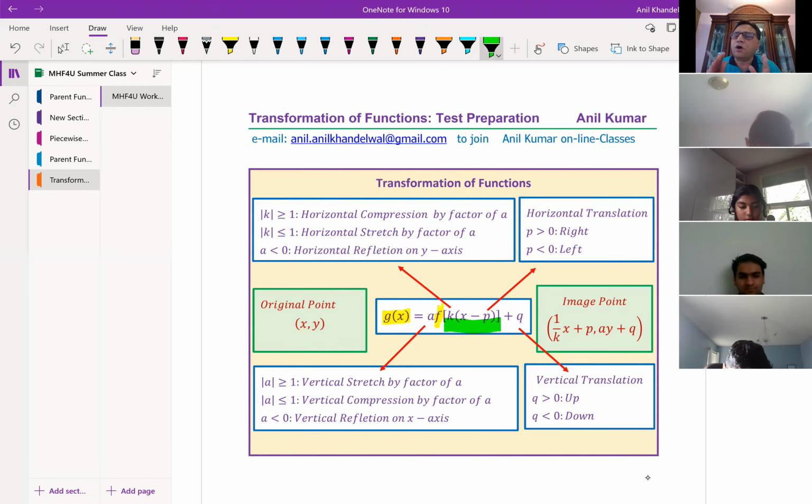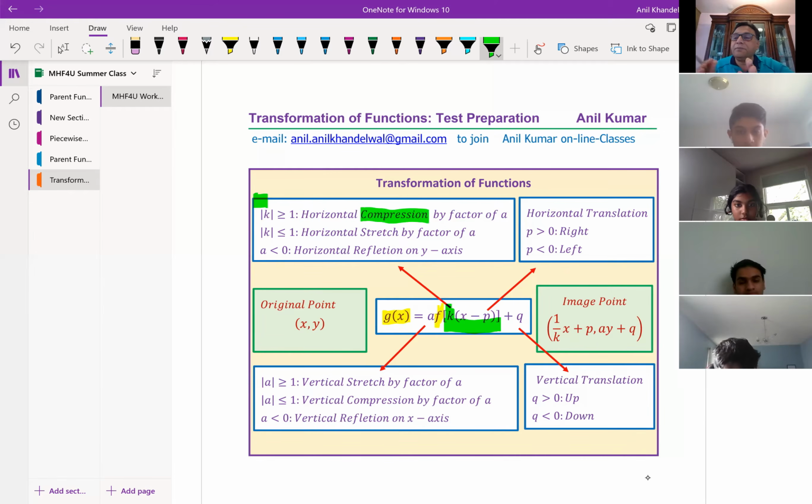Now, these are all the operations which are performed on the function, which will relate to horizontal transformations. You get the idea. So the term k, which is inside this bracket, really leads to horizontal compression, stretch, or a reflection on the y-axis, which is also kind of horizontal. Do you see that? Perfect. Now, if the value of k is greater than or equal to 1, then is it stretch or compression? Tell me. If k is greater than 1, it is a stretch or a compression? Compression. It is a compression, right?